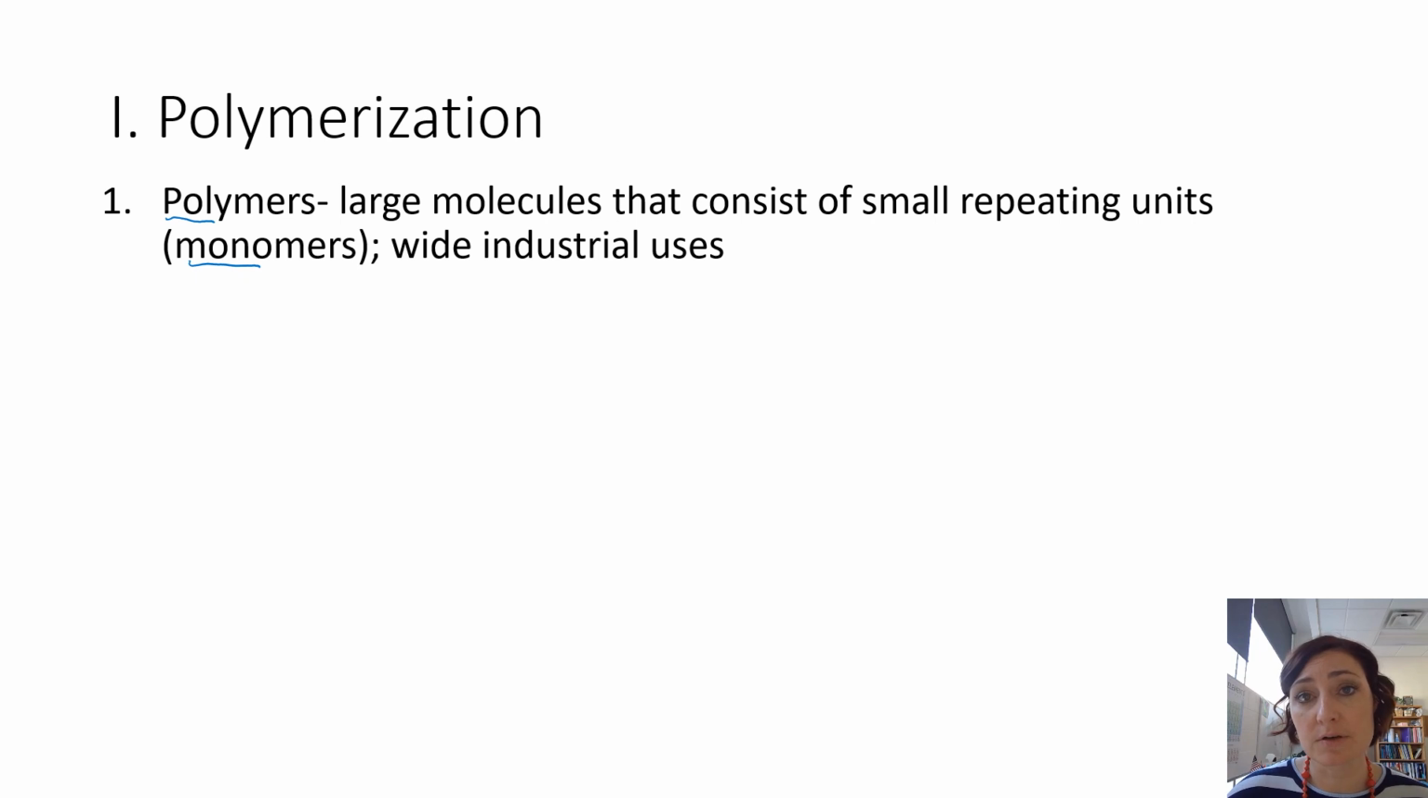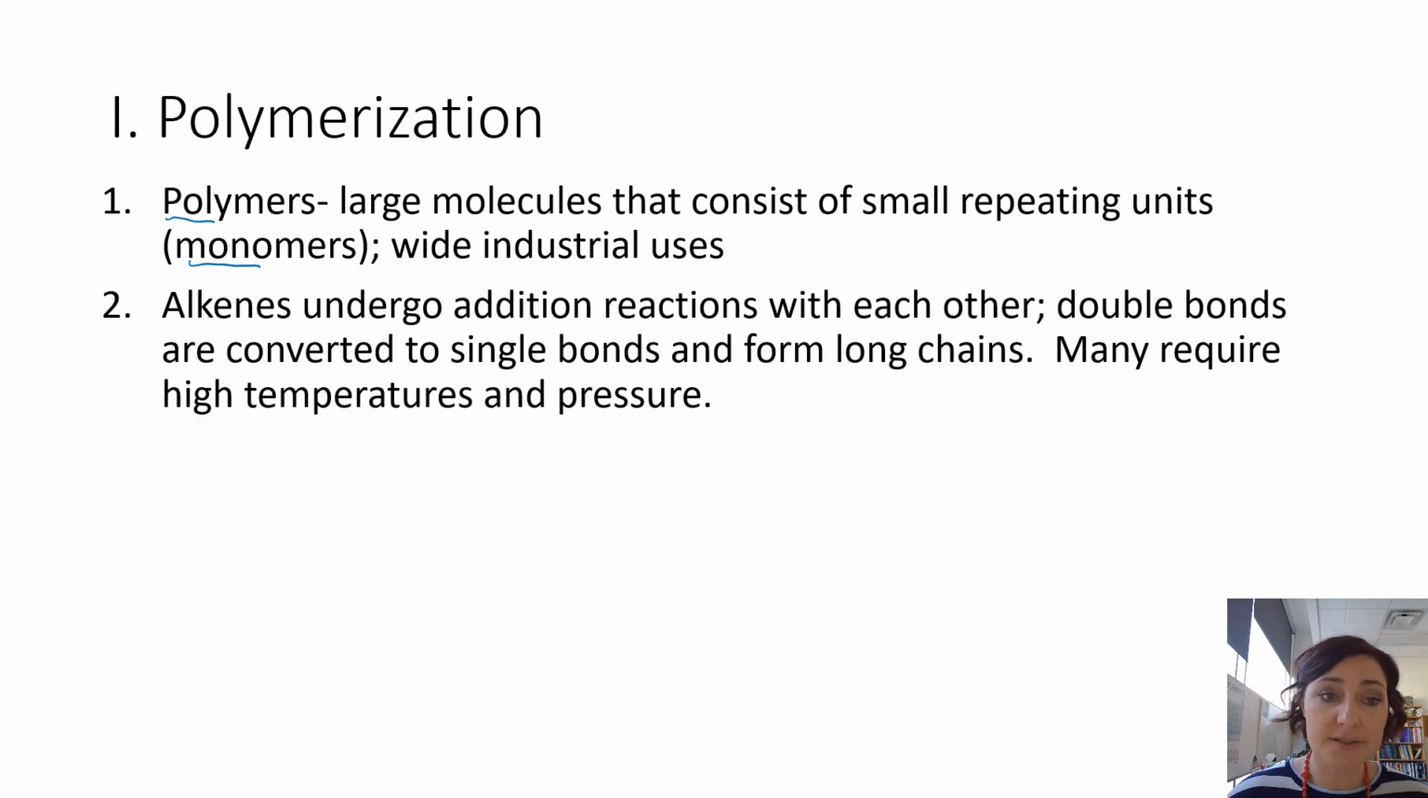You might have also heard of a polymer when we talk about biological macromolecules such as proteins, which are polymers made up of a single repeating unit of amino acids. Those are the monomers. In order to get this, you're going to have an alkene undergo an addition reaction. We haven't talked about addition reactions before, and I'm going to preview what that means, but don't worry about it if you don't quite get the reaction yet.